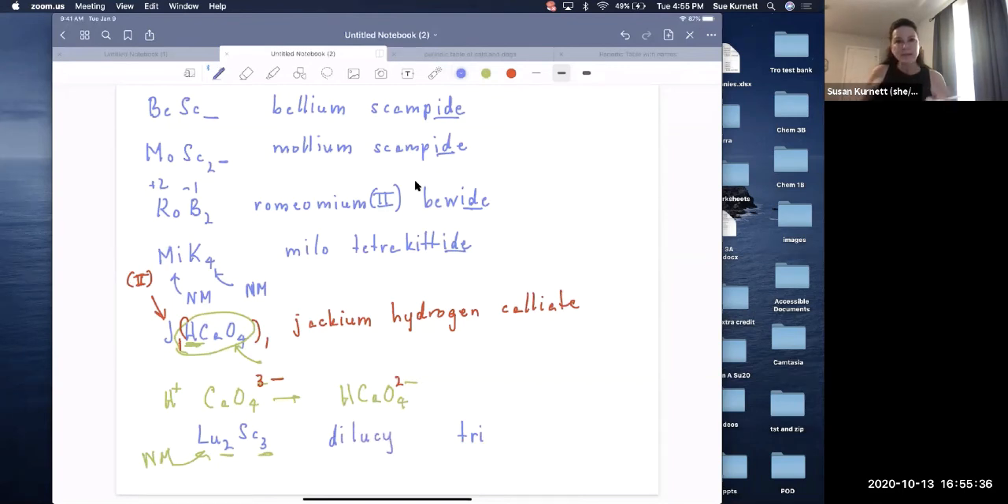Tri, and then scamps is on the right, so it's going to get the "ide" ending, scampide. Or scampside, or however you spell it.